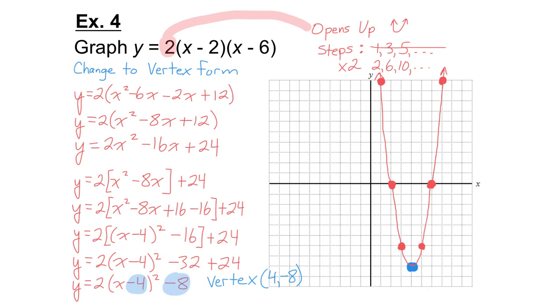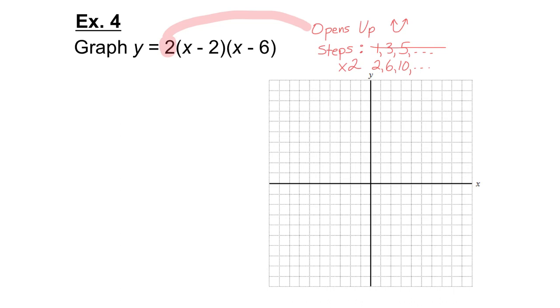But I said I was going to show you another method to graph from the factored form. Now the part that's the same is that I'm still going to use my A value to determine my direction of opening and my step pattern. So I'm going to leave that on the screen. But the way I start this question is different. I'm not going to turn this into the vertex form, but I am still going to find the vertex.